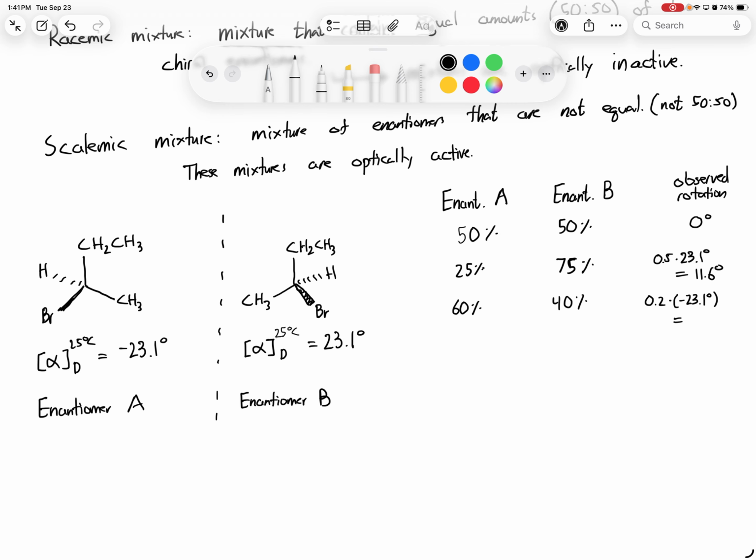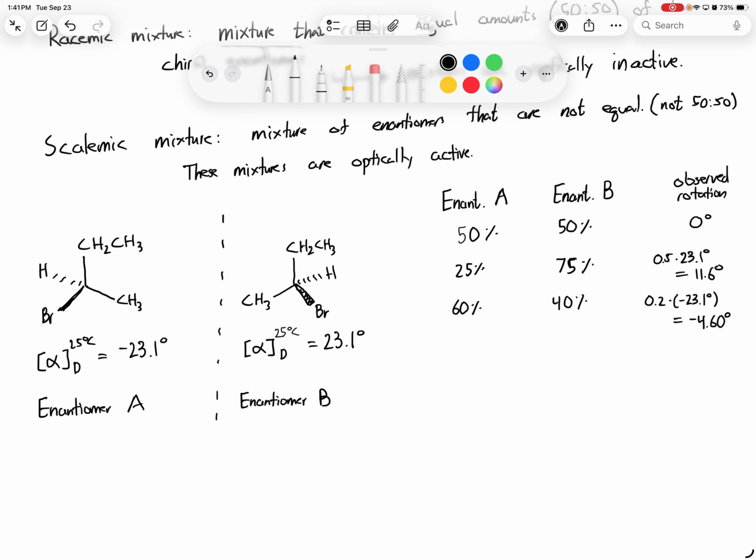What do we get here? Don't worry, you don't have a calculator, it's fine. Negative 4.60 degrees. So see here, equal amounts give no rotation, and a slight excess of each is going to be a fraction of the actual rotation. Sometimes mixtures are okay, as long as there's some optical activity, it might work as expected. But for purity, you want to be close to 100% to get the right enantiomer.